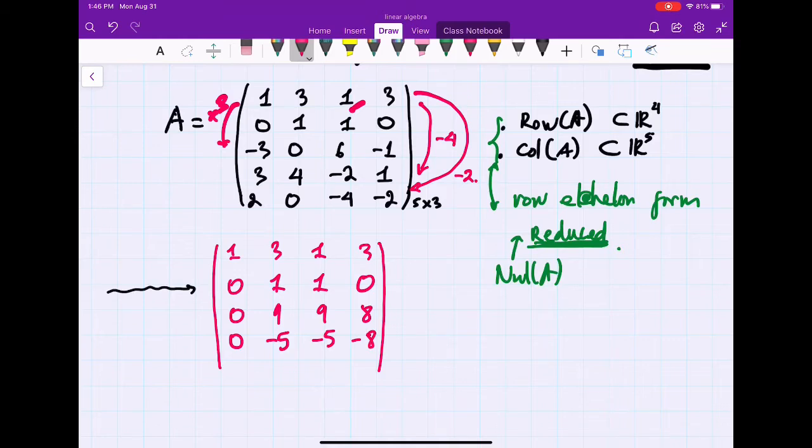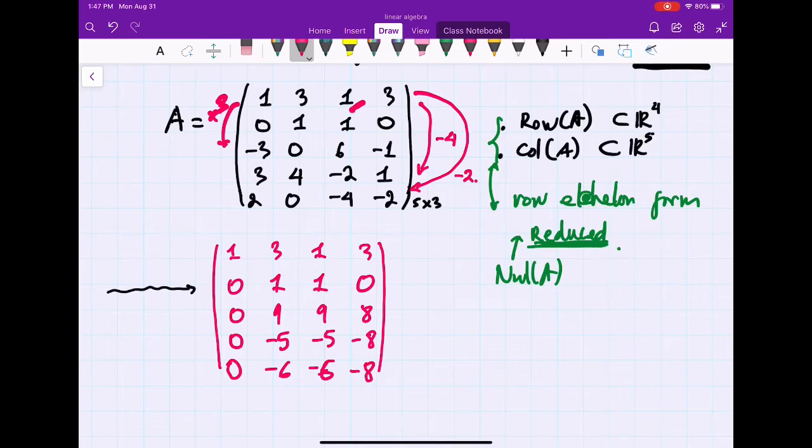Okay. And then you multiply the first row with negative 2 and add to the last row, I get 0 in here. Negative 2 with 3 is negative 6. Negative 2 with 1 is negative 2. Minus 4 is negative 6. Negative 2 with 3 is negative 6. Minus 2 is negative 8.